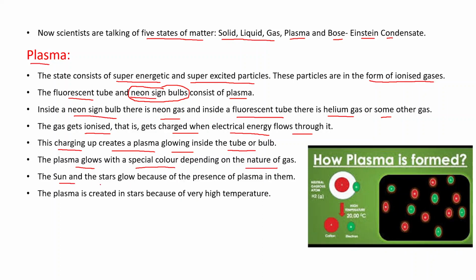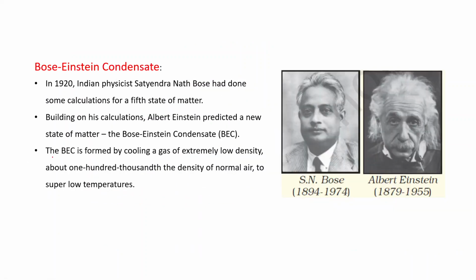The sun and the stars glow because of the presence of plasma in them, because in stars and the sun the temperature is very high. The plasma is created in stars because of very high temperature. Clear? Now the next one is Bose-Einstein condensate, BEC.